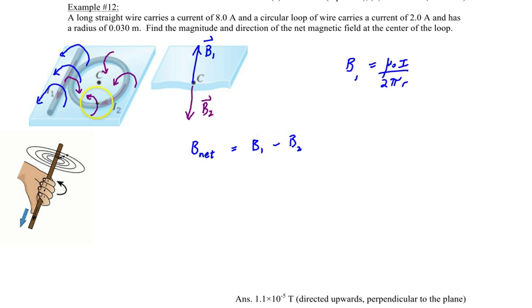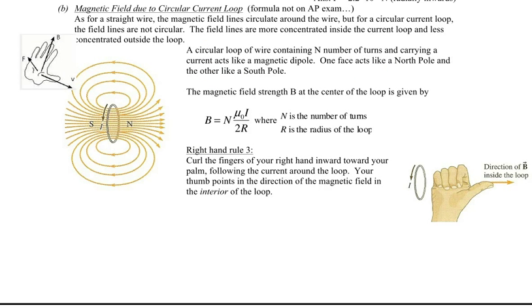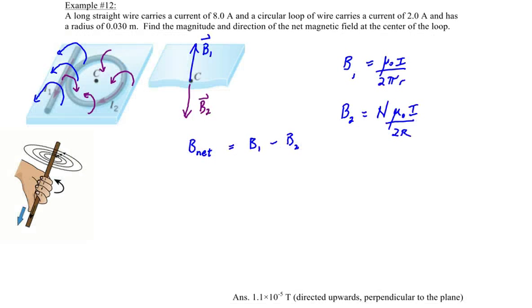However, for the circular wire we have a different one. If you turn back to your notes, you'll see this formula. It's not part of the AP exam. B equals N times μ0 I over 2R, where R represents the radius of the loop. N would be used if you have more than one loop. And there's that picture I was showing you. You could choose to have your fingers represent the current, and the thumb would be the direction of B inside the loop. We need to use this expression for B2. In this case, N will be equal to 1, because we only have a single loop here.